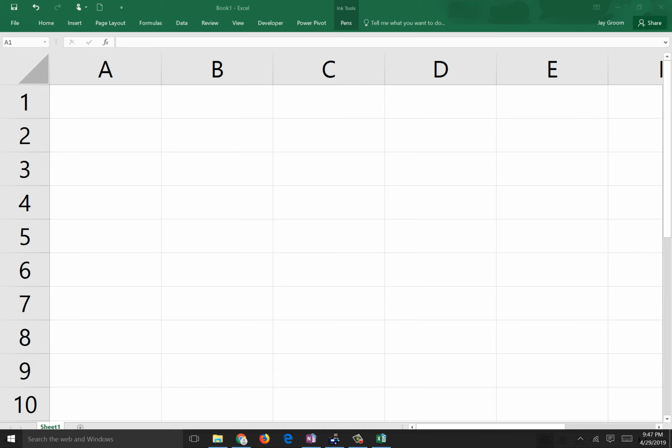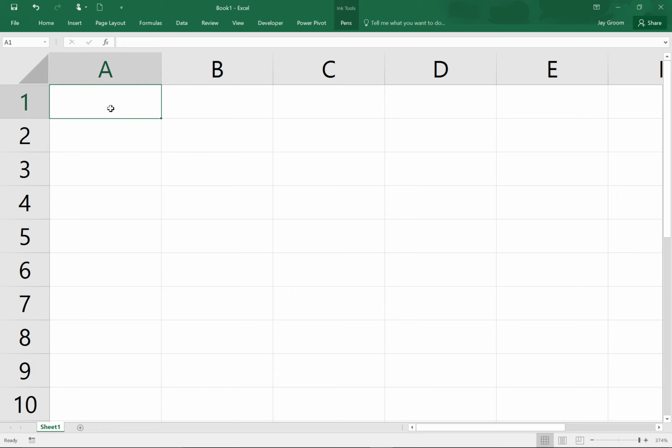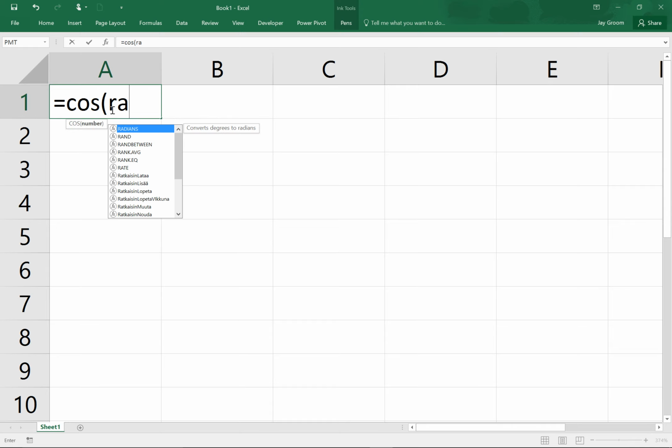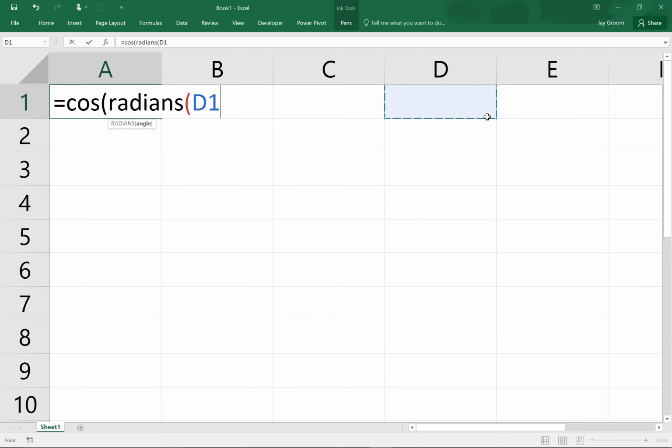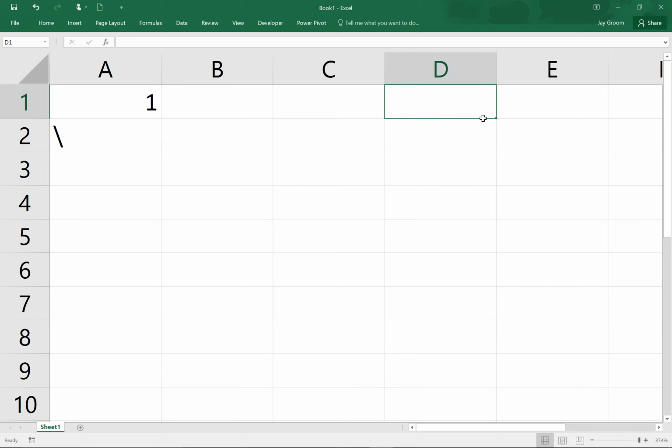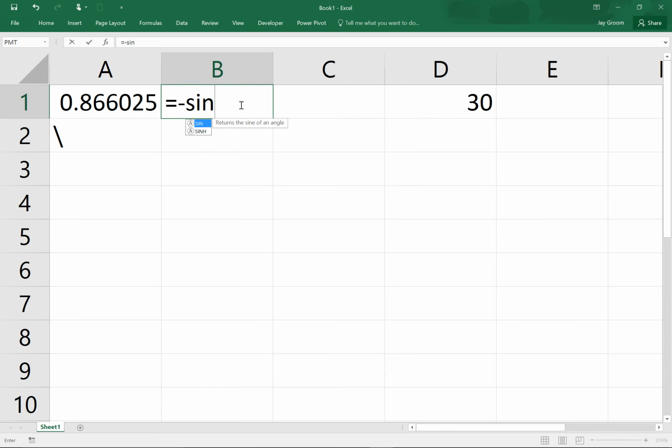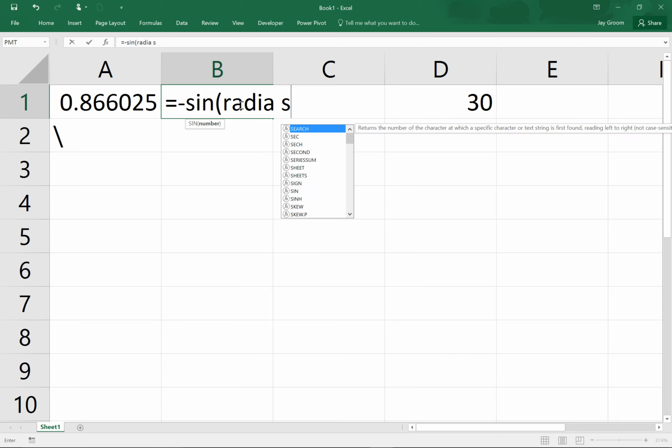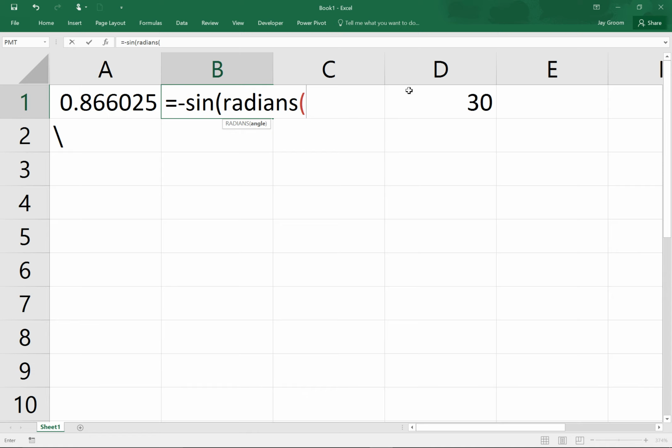What I do with them is I come in here and I just go equals cosine of this fella. Then here, equals negative sine, radians, of this fella.